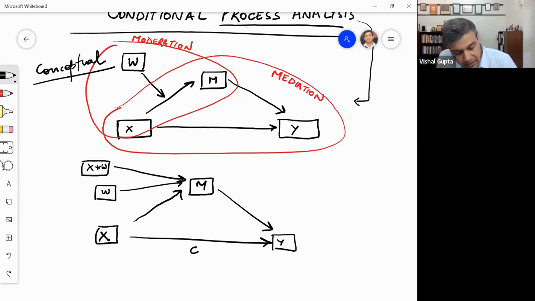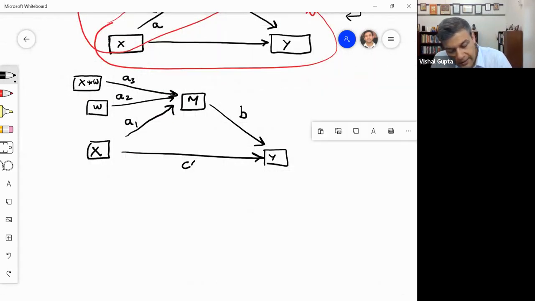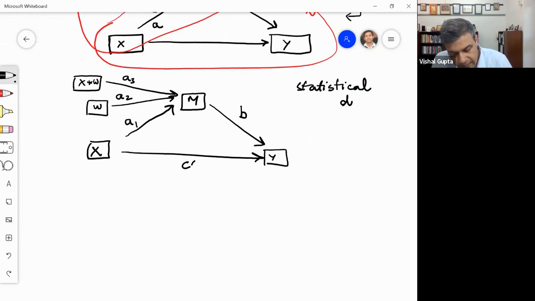This path I call C dash, as I was calling earlier. This path I call B. This coefficient was A, but now it has been broken down into three parts, so I call them A1, A2, and A3. This is the statistical representation diagram that I draw.